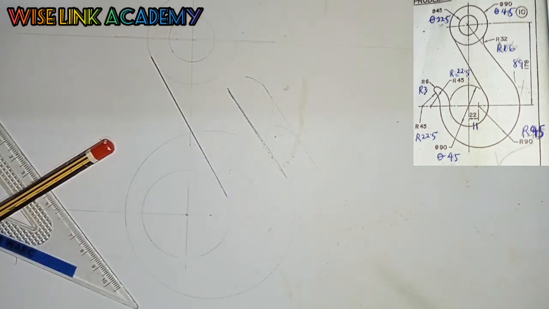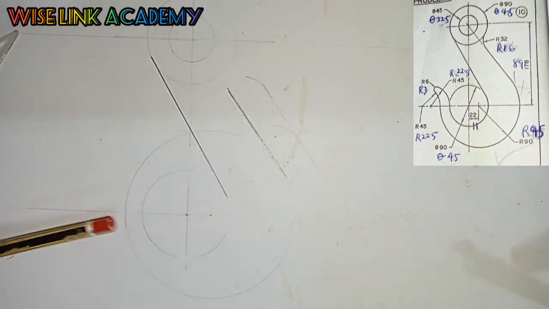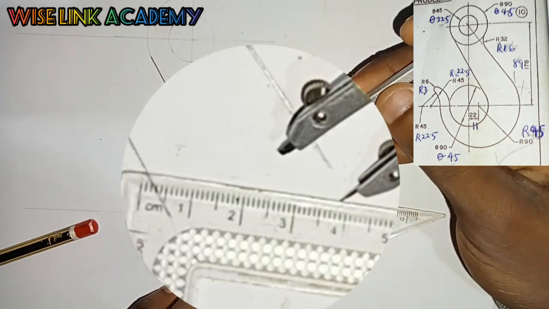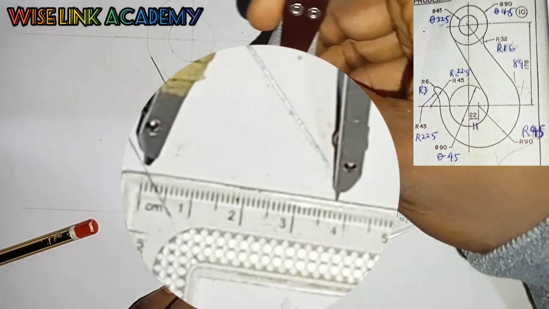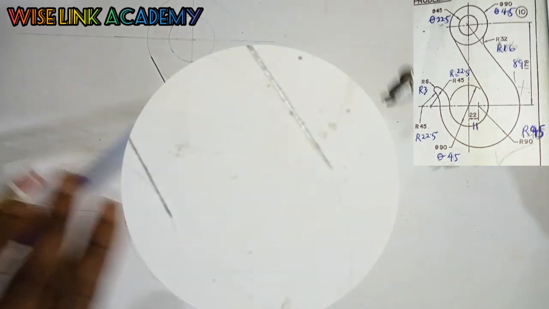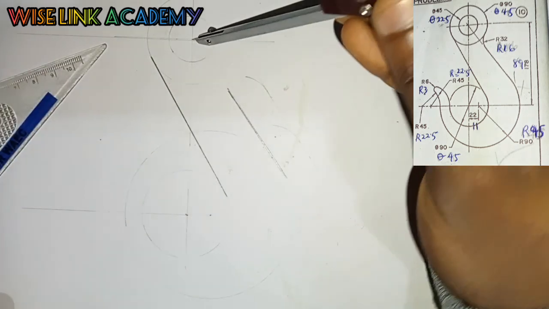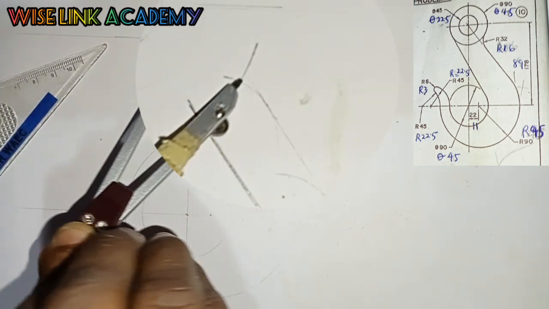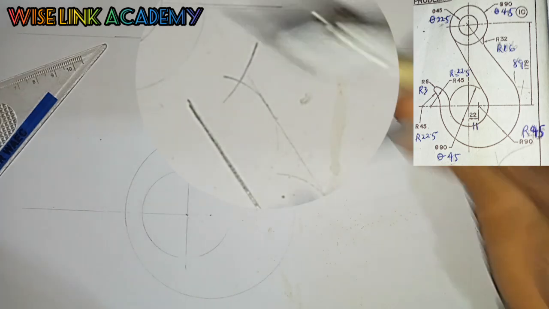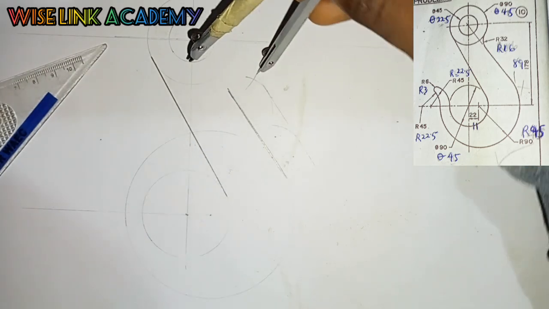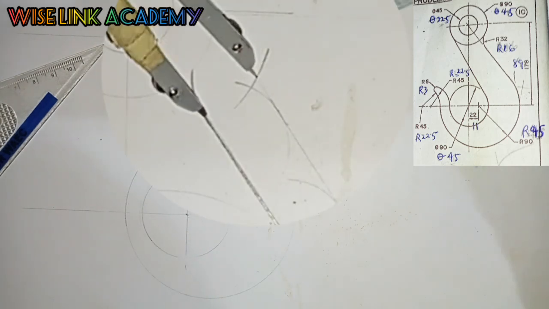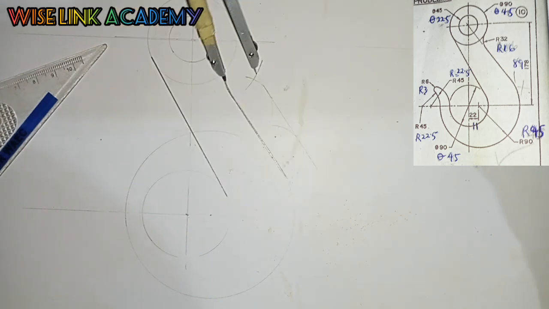So I'll measure my 38 on my meter rule. 38. This is my 38 on my meter rule, isn't it? You place it at the center point. So you strike an arc on the line you have drawn here. So where this line is meeting, you gauge it to that point. So you don't just gauge it. I'll be having this. Can you see that?